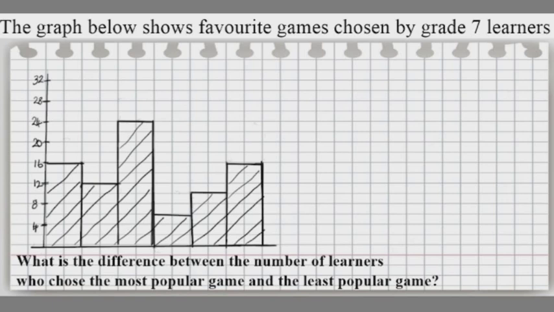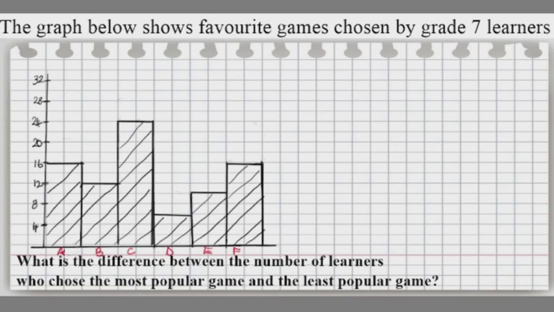So the question reads, what is the difference between the number of learners who chose the most popular game and the least popular game? To tackle this question, we will need to identify several things. We need to identify what each of the bars represents, and then identify what was the most popular game, and then identify what was the least popular game, then find the difference. So the first step is to identify how many learners preferred each of the particular games.